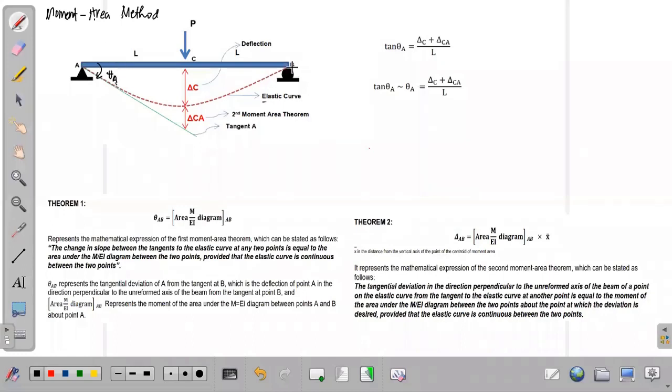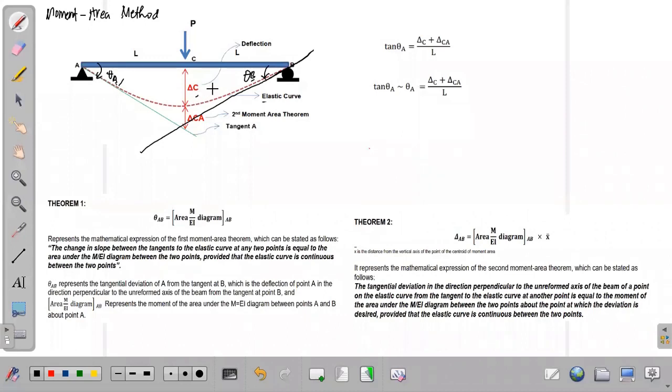Okay? So if I have point B here and I draw a tangent line with respect to point B, I pass it through there. That is a straight line. The rotation there will be my slope or rotation at point B. Okay? So this will be the slope, and we have deflection. Okay?